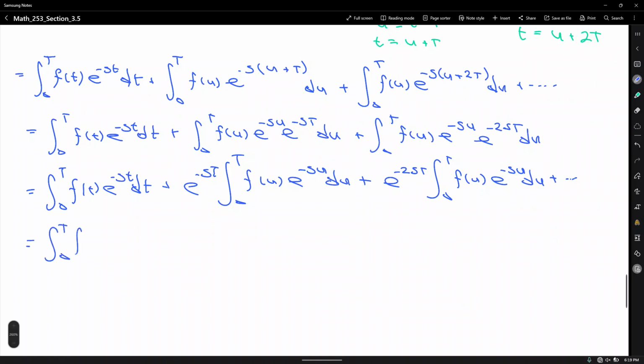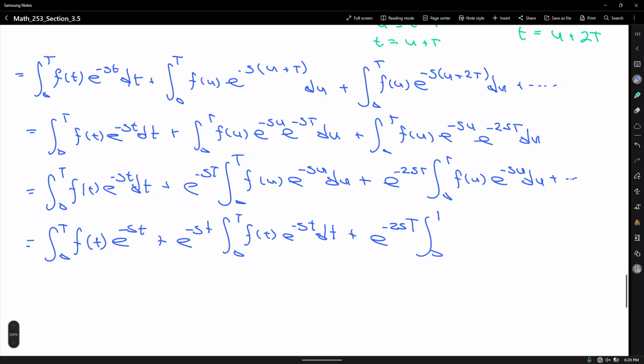Integral from 0 to T of f of t e to the negative st dt, plus e to the negative 2sT times the integral from 0 to T of f of t e to the negative st dt, plus dot dot dot, many terms.